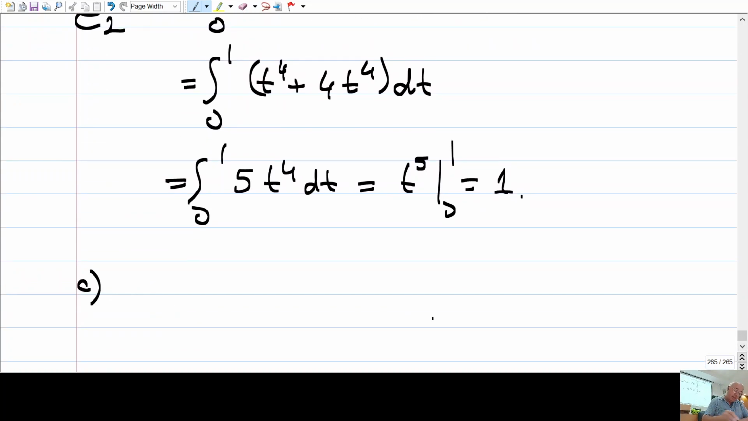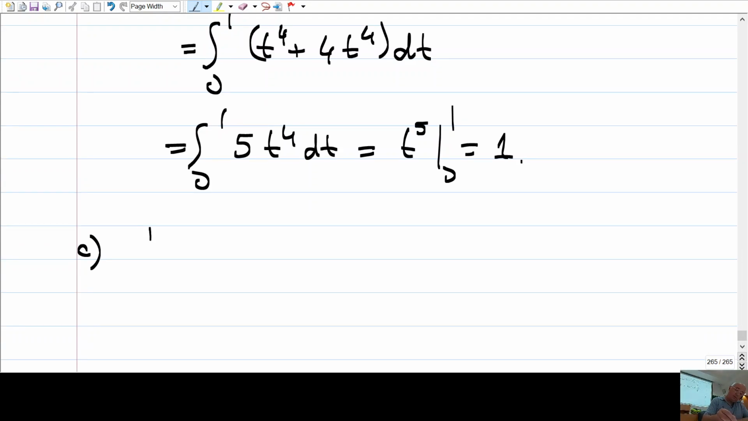And part C is this time we have this curve, from 0, 0 to 1, 1. So this curve C3 has two parts.